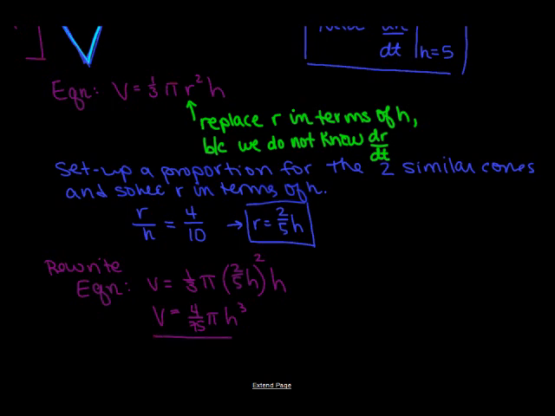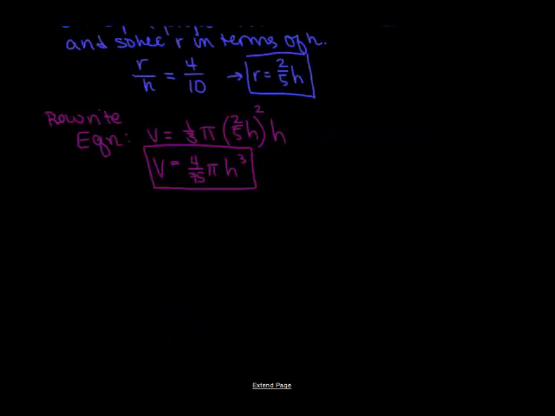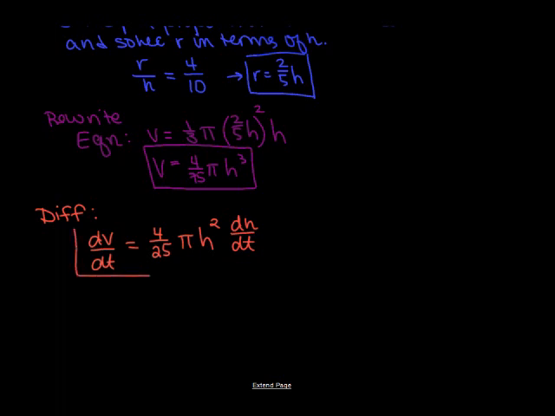Okay, so now here's our new equation that will relate all of the variables. And now that we have our equation, we can go ahead and differentiate with respect to time. So for our differentiation step, the change in volume with respect to time is going to be equal to 4/25, because we're multiplying by 3, times pi times h, decrease our exponent to 2, times the derivative of h, so times dh/dt. Okay, so now we have our derivative equation.